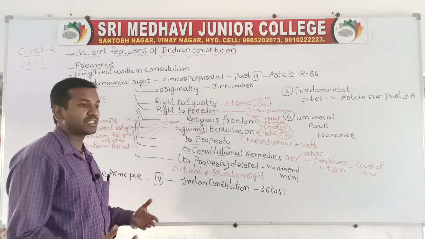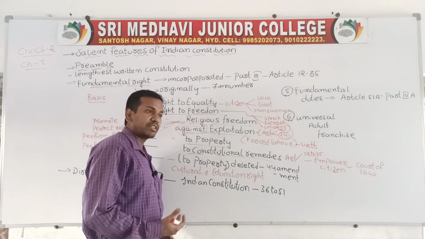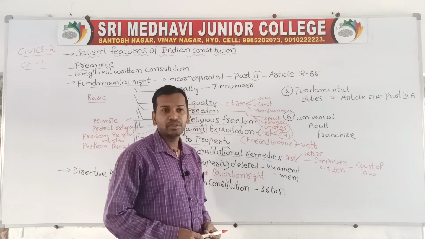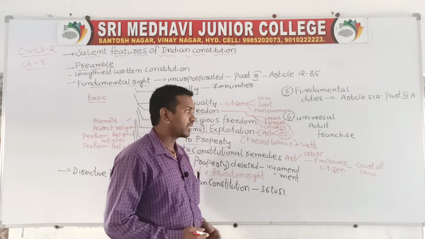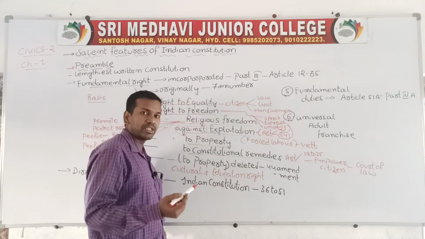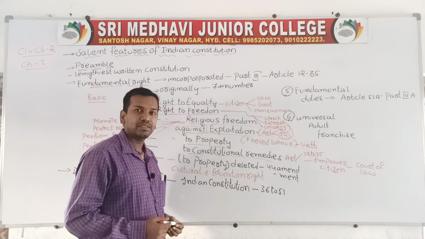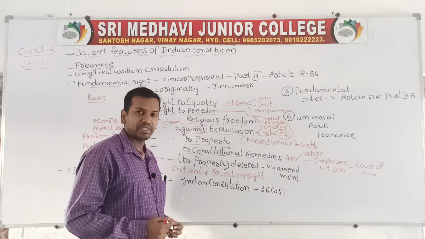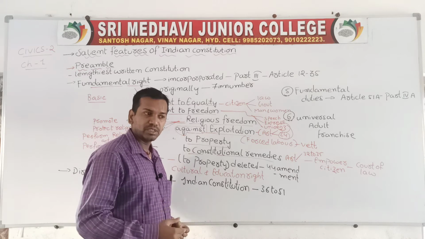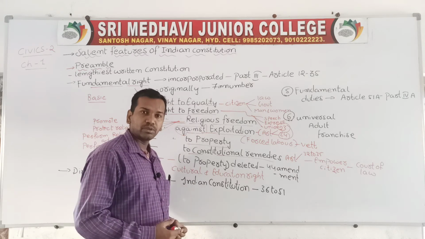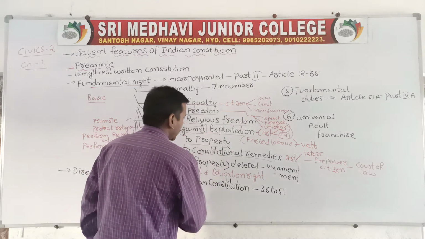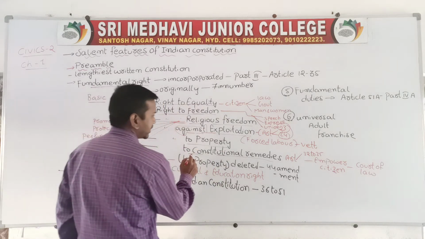Exploitation is nothing but making workers work against their will. That comes under the right against exploitation. One of the important laws enacted is that children should not be allowed to work in factories. We should not force laborers to perform activities against their will. Next we come to the right to constitutional remedies.